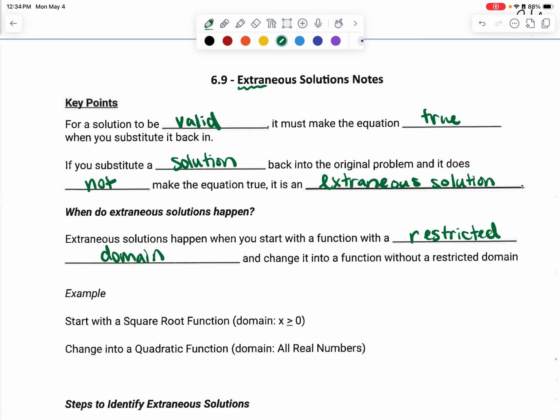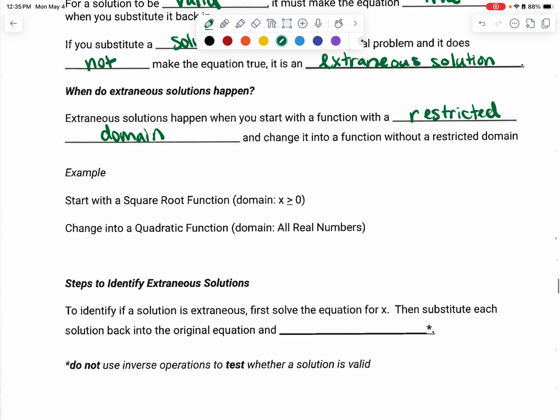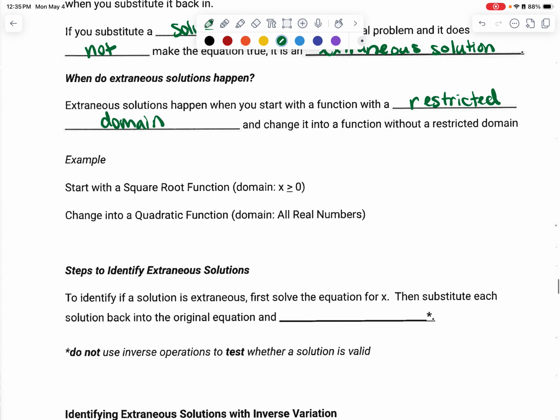When we're in the solving process and we change to functions with an unrestricted domain or a larger domain, for example, we start with a square root function in our equation, which has a restricted domain, x must be greater than or equal to 0, and then we square both sides to get rid of that square root and end up with a quadratic. That has all real numbers in its domain. So we can potentially catch extras when we expand the scope of x values we're looking at.